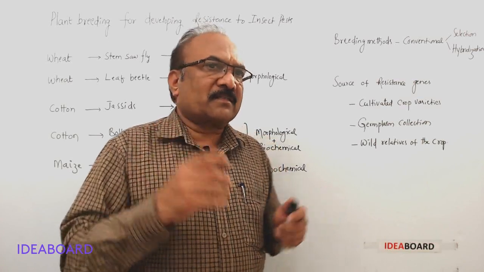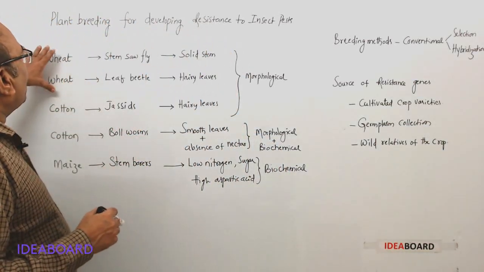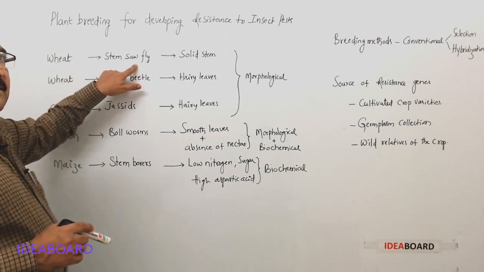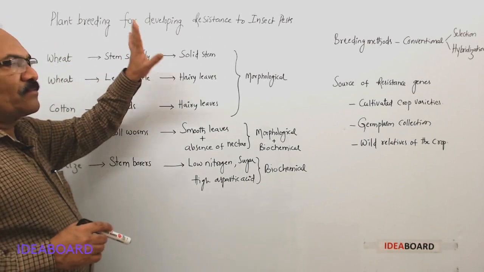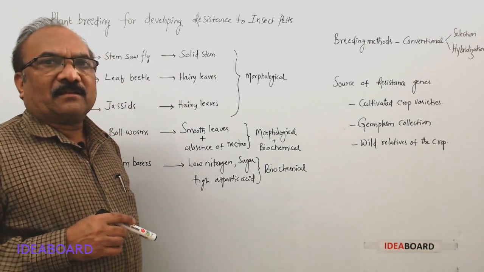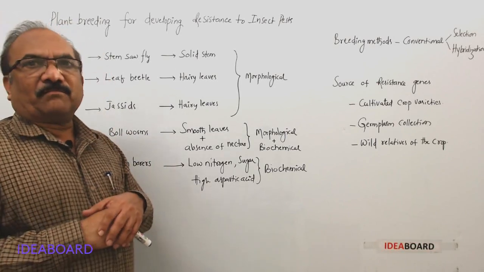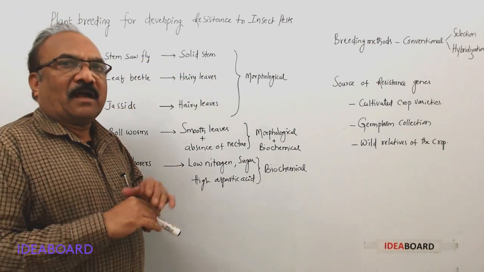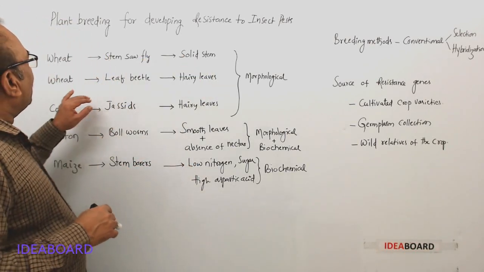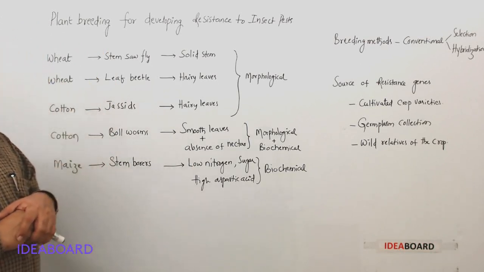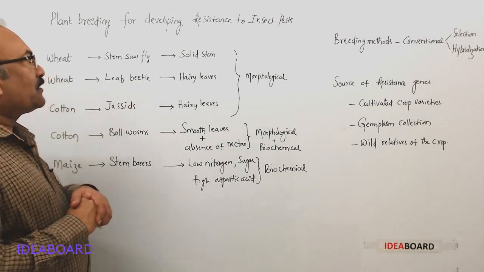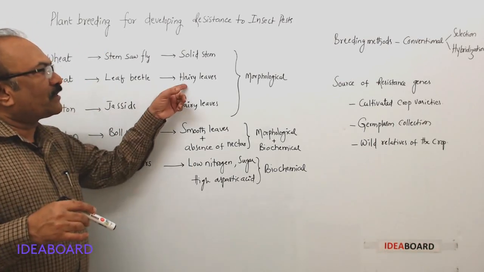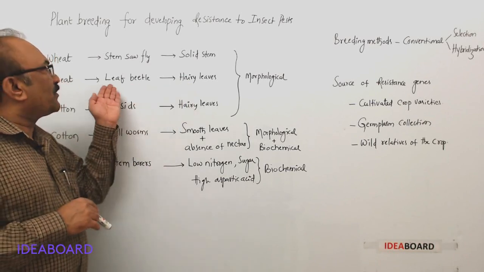For example, we can take the wheat varieties. Wheat is attacked by the stem fly, which prefers the soft-stemmed wheat varieties but does not attack the plant with a solid stem. In a similar way, the leaf beetle attacks the leaves of the wheat plant. But they have observed that some varieties of wheat which produce hairy leaves are not visited by the leaf beetle.